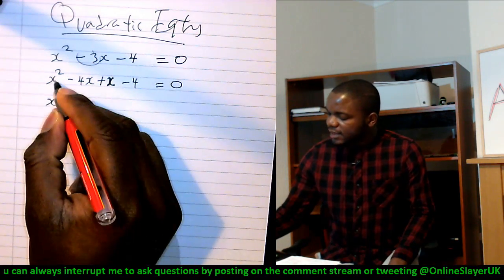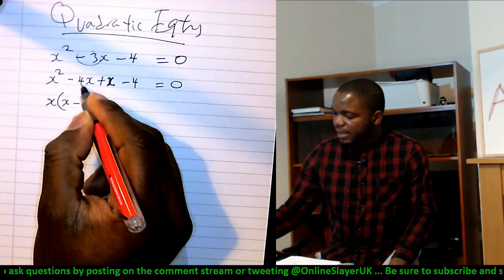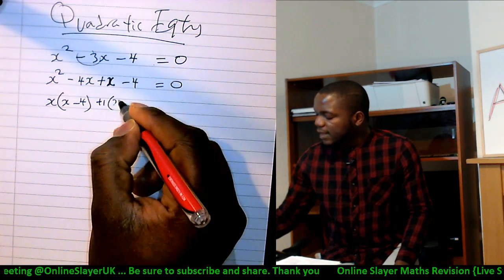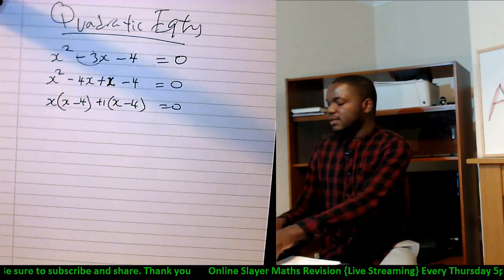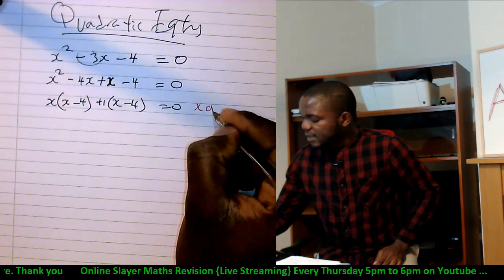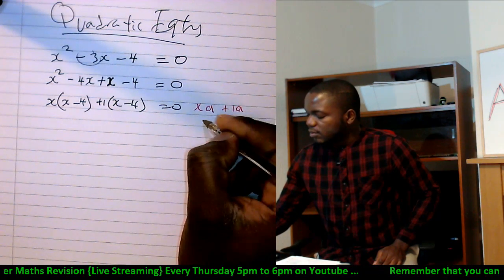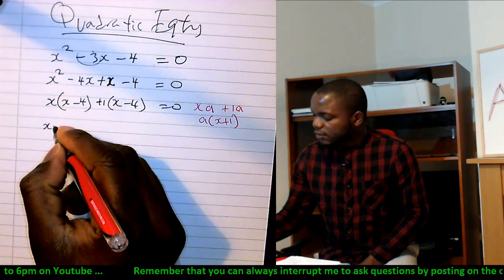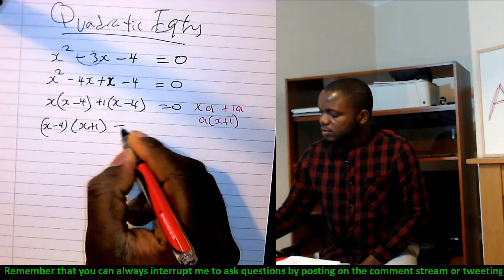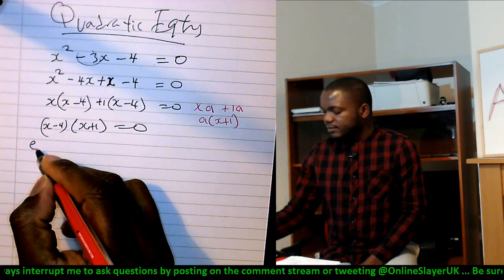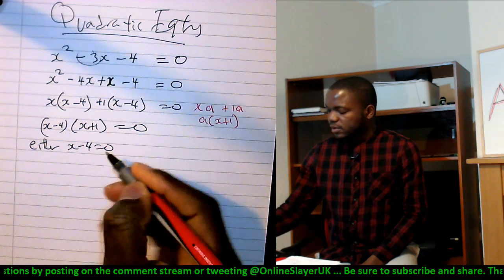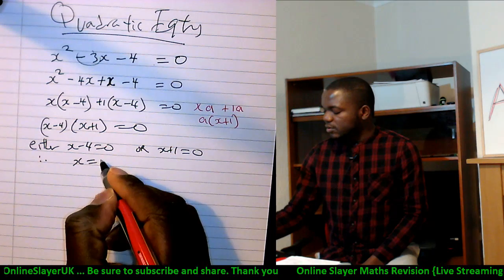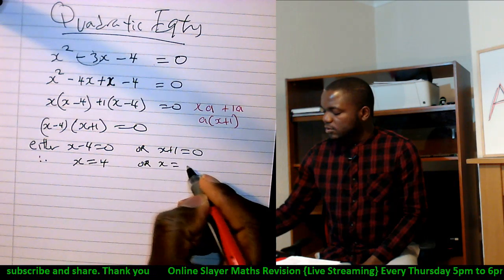In trying to factorize, x comes out of the first two terms, so you have x left and minus 4 left, and 1 comes out because that's the only common factor, so you get plus 1 out and you have x minus 4. Like I said, this looks like xa plus 1a, so a is common and goes out, leaving x plus 1. In this case, our a is x minus 4, so x minus 4 goes out and you're left with x plus 1 equals 0. So either x minus 4 equals 0 or x plus 1 equals 0. Therefore, either x equals plus 4 or x equals minus 1.